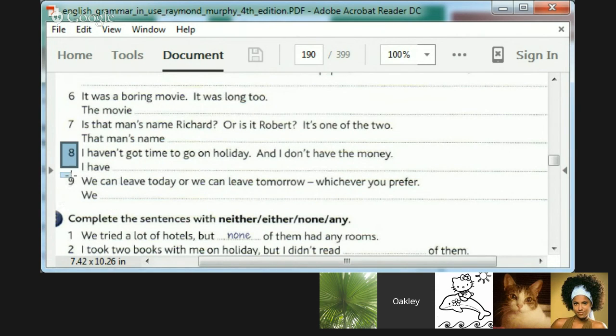Exactly. Okay, that was perfect. Carolina, how about number 9? We can leave today or we can leave tomorrow, whichever you prefer.